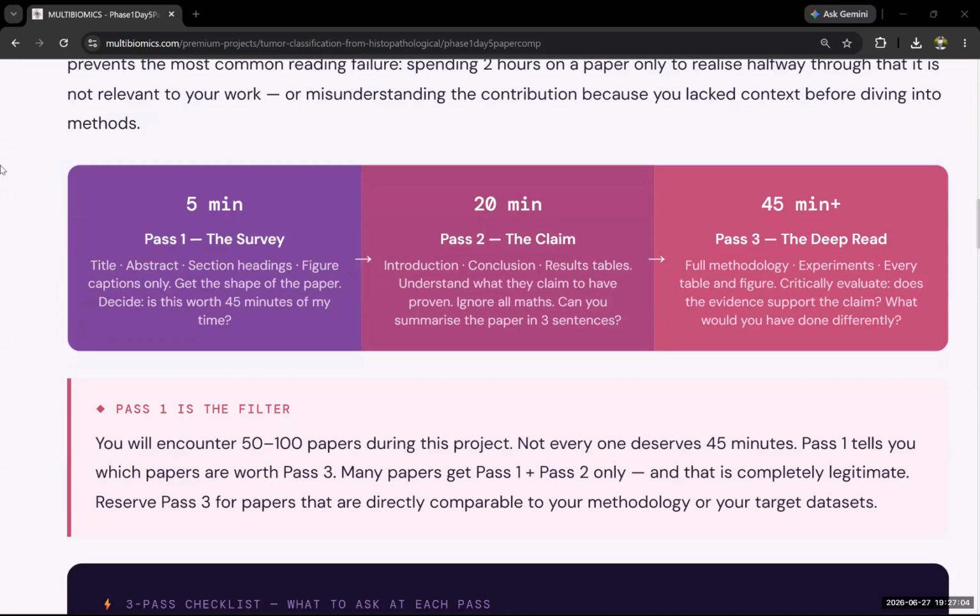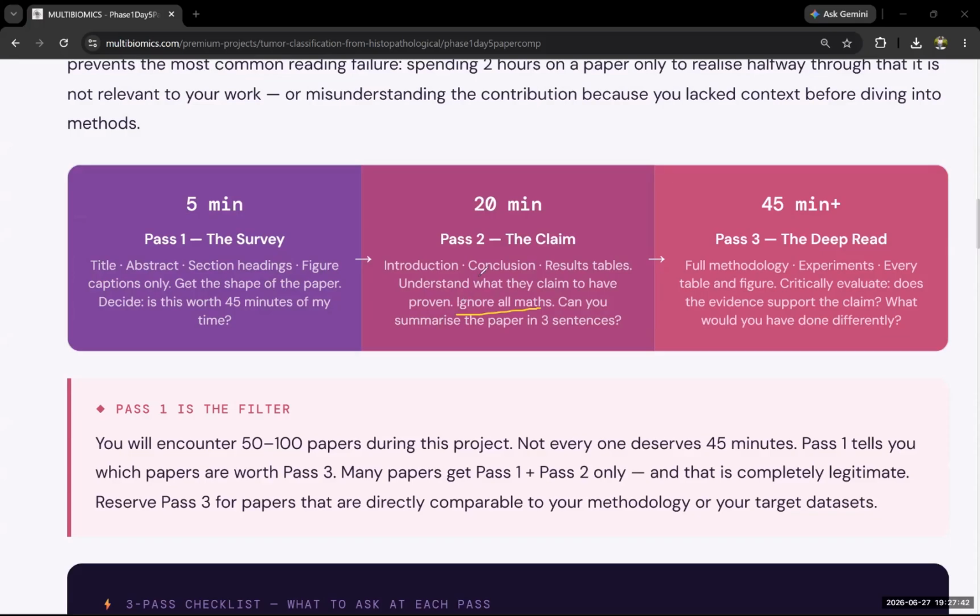But the thing is, how much time will it take? On the first pass, you can go for the abstract, what headings are present, the figures and their captions, and don't spend more than 5 minutes on the first pass. When you're going for the second pass, now you can read the introduction and conclusion. You can skim through the result tables and understand what they have claimed. Ignore the mathematics. If any equations are present, there's no need to write those things down.